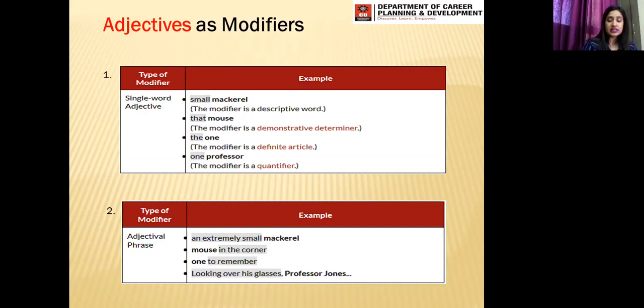If you notice, all of these examples include a noun. The modifier is describing the noun, so that is why it is an adjective modifier. In the next type, that is phrase, if you see the phrases an extremely small or in the corner, they are again talking about a noun, so they are taken as adjectival phrase modifiers.